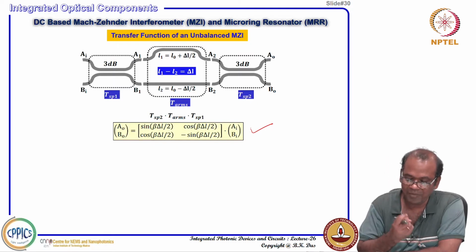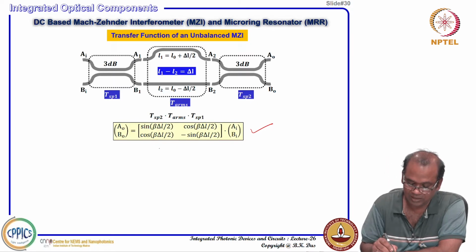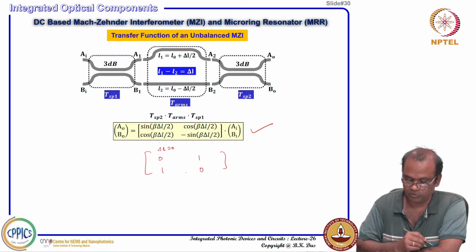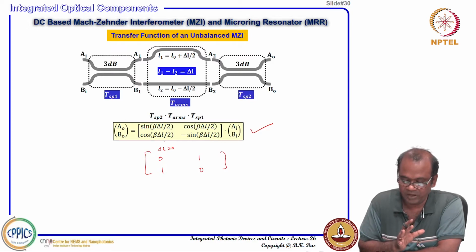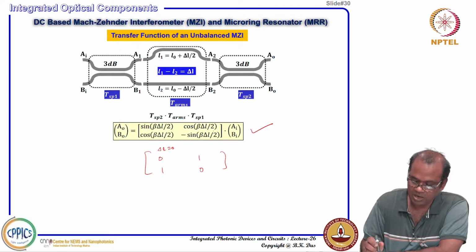In the unbalanced case, obviously if delta L equal to 0, then you will get this matrix: 0 1, and then 1 and 0. So, that is actually balanced, it converts into the balanced one. So, this is the general form of the transfer matrix for the Mach-Zehnder arms.